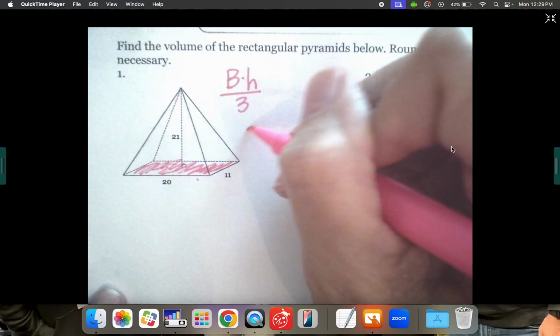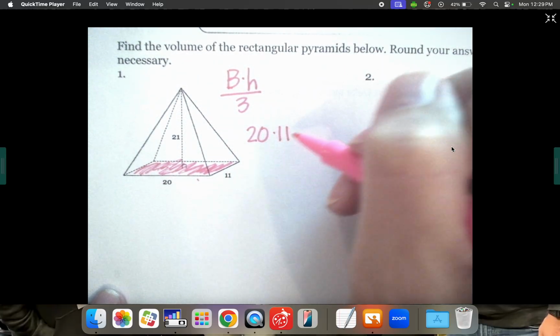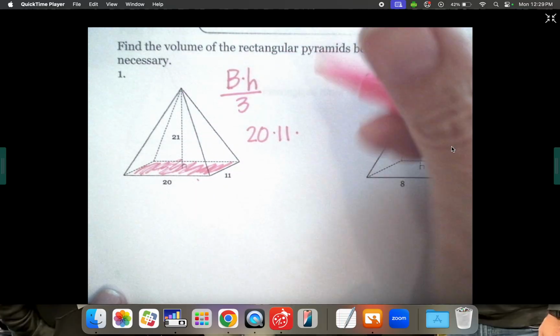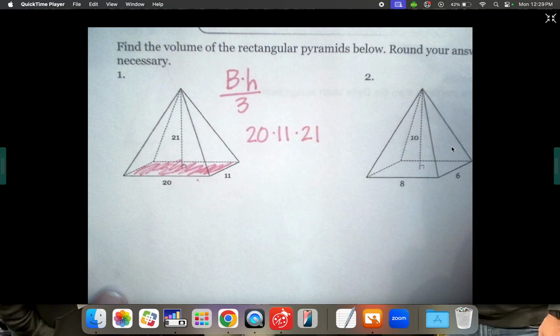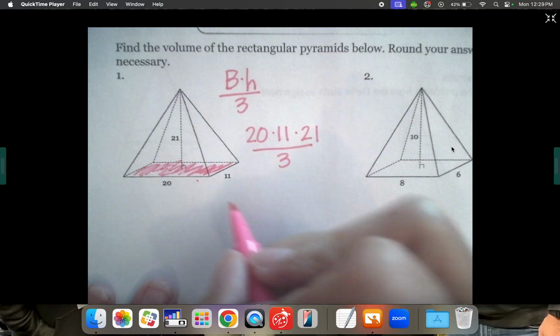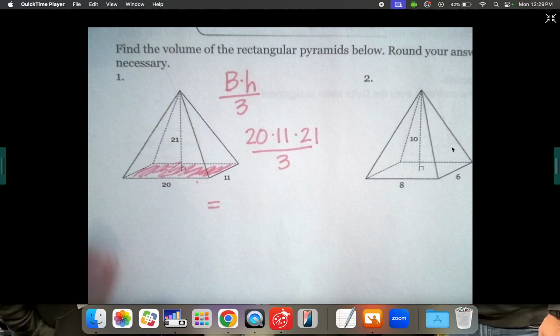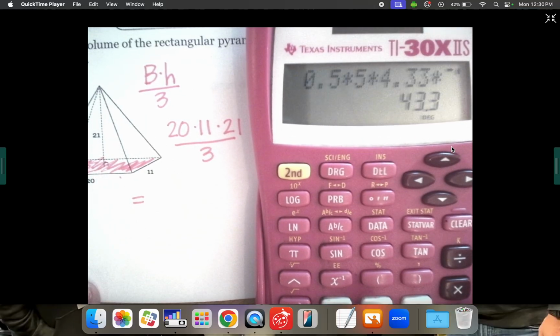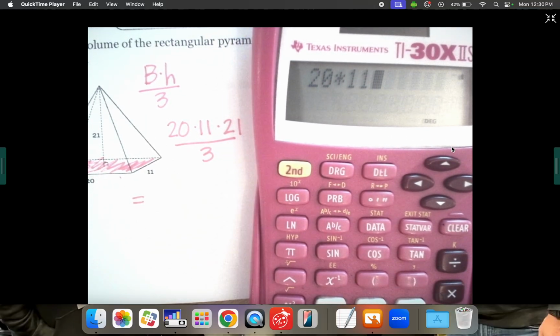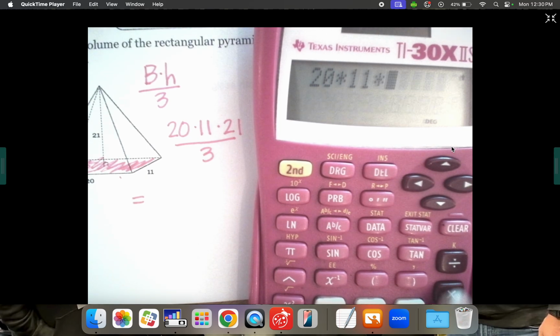So we have 20 times 11. Then we're going to multiply by the height, which is 21. And then we're going to take that whole thing and divide it by 3. So this is just going to be easily done in a calculator. Take your calculator, and we are going to do 20 times 11 times 21, and then I'm going to take that whole thing.